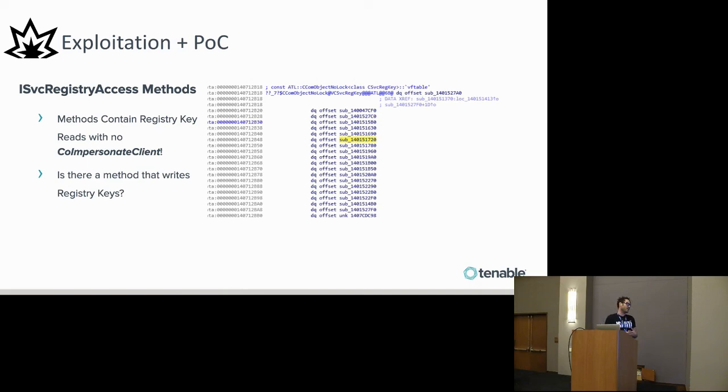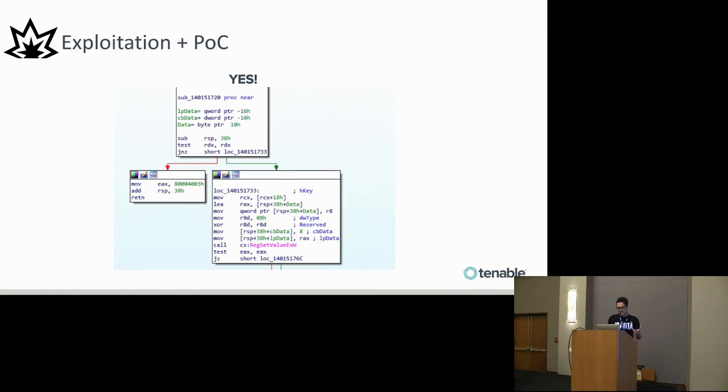And of course, the answer is yes. Here's a registry write right here. One of the methods, you'll see there's no CoImpersonateClient call before this. It just gets right to the action with the data that it's passed, writes a registry key, and returns.